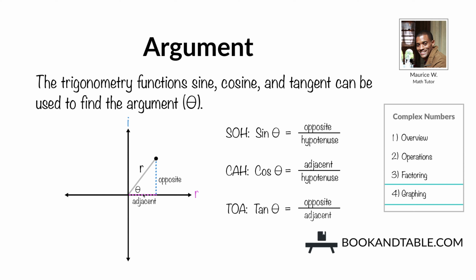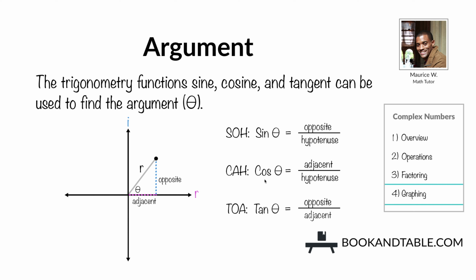Now, since we were dealing with right triangles, as we saw when we were looking at the modulus, the trigonometry functions sine, cosine, and tangent can be used to find the argument theta. So quick review, remember SOHCAHTOA helps us understand the relationship between the angle we are looking at and the three sides of the triangle. SO means the sine of theta is equal to the opposite side over the hypotenuse. So we have our angle theta, the side opposite over the hypotenuse of the triangle.